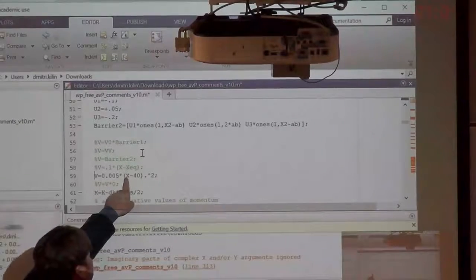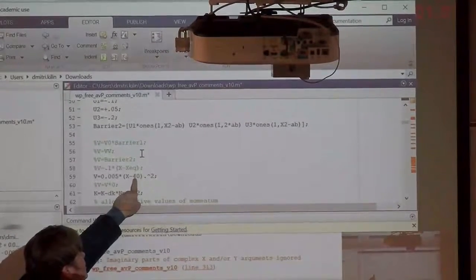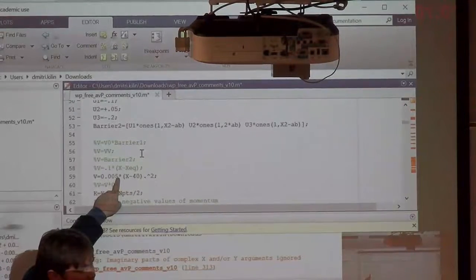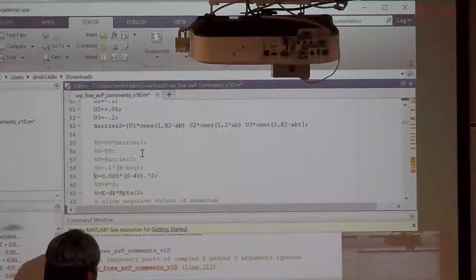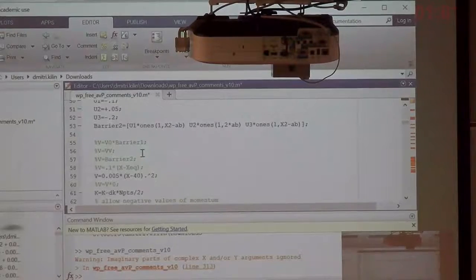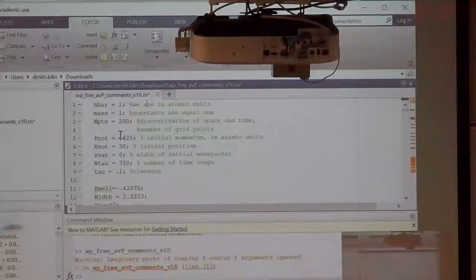From now on, the potential will be quadratic with center at 40 atomic units from origin, with this m omega squared over 2, this rigidity constant, 5 divided by 1000 in atomic units. Then, upon this change, I can go into the very beginning of the code and make sure that the momentum is 0 and position is equivalent to equilibrium. Whatever was the center of the potential will be the same for our initial position.